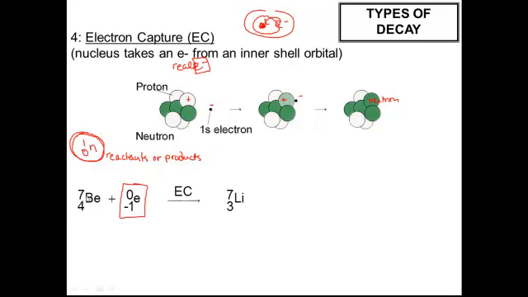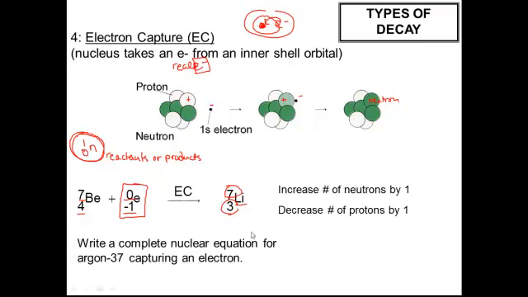So if beryllium-7 captures an electron, it still has to add up the same on both sides. So 7 plus 0 is 7. 4 minus 1 is 3. So we go to the periodic table and look up number 3, and that's lithium.